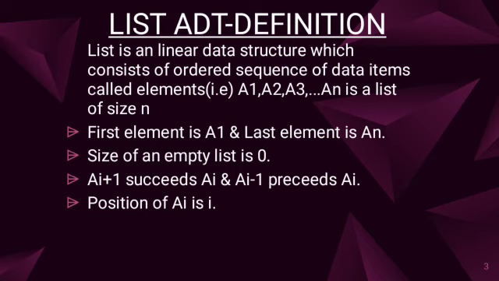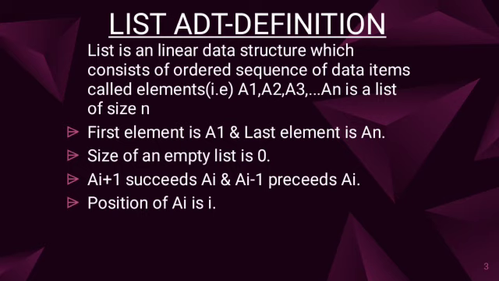This is the basic definition of list. We have already seen list is a linear data structure which consists of an ordered sequence of data items. Ordered sequence means sequential order. In a list, we have a collection of elements, and each and every element should be arranged in sequential order. That is called an ordered sequence. So the list is a linear data structure which consists of an ordered sequence of data items called elements. The other name of data item is element.